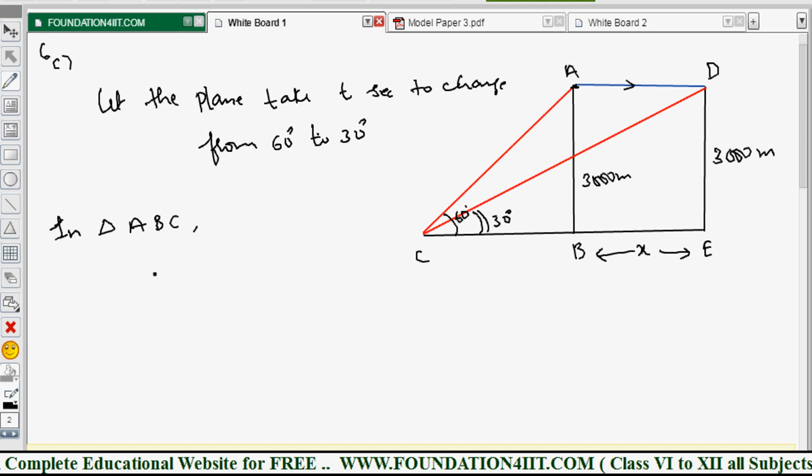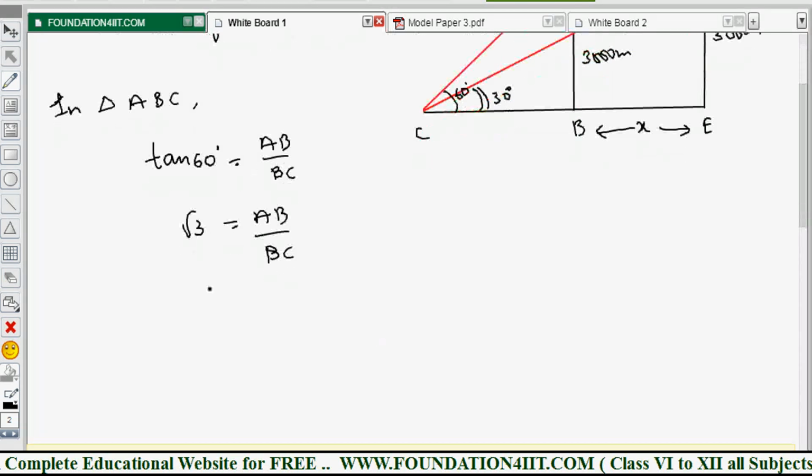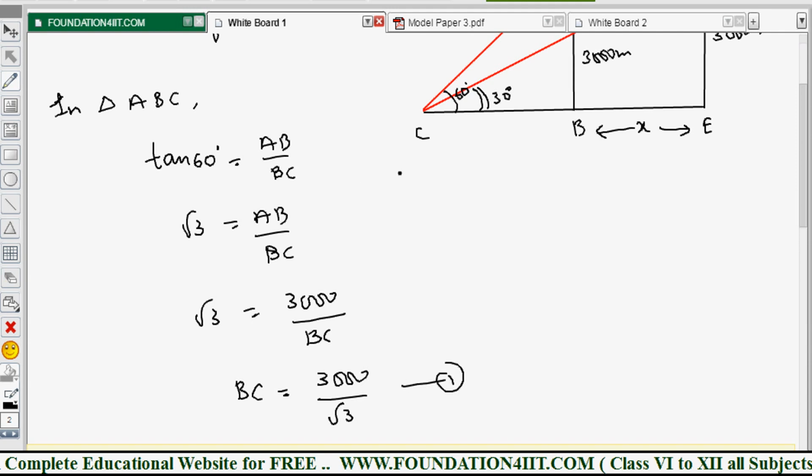Then from triangle ABC, tan 60. Tan theta is opposite by adjacent. So tan 60 is AB by BC. Then tan 60 is root 3. Root 3 is equal to AB by BC. AB is 3000, so root 3 is equal to 3000 by BC. Then from this BC is equal to 3000 by root 3. Let it be equation 1. So we got the BC value.